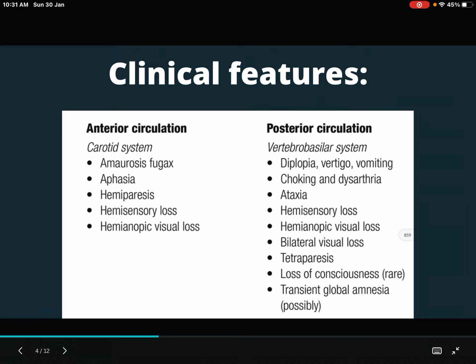Then if you want, you can remember the remaining points like bilateral visual loss, tetraparesis, loss of consciousness, and that is rare, and transient global amnesia. These things you have to remember while writing the part for the clinical features.